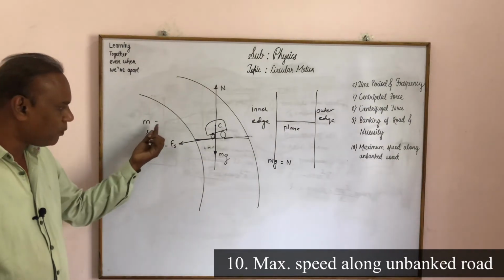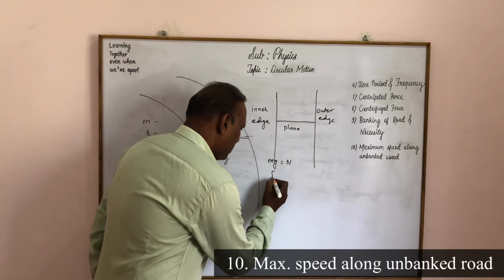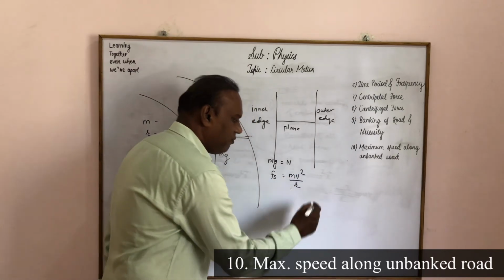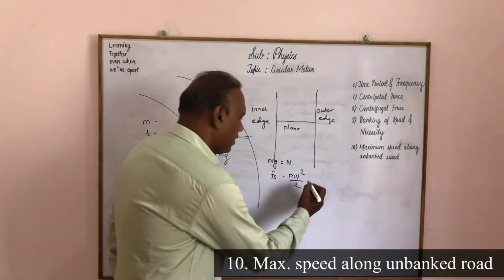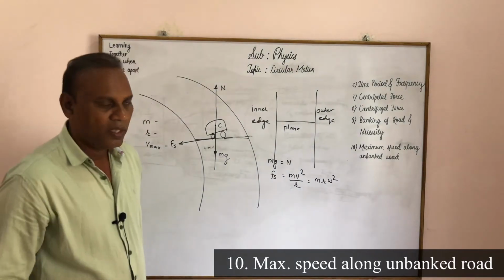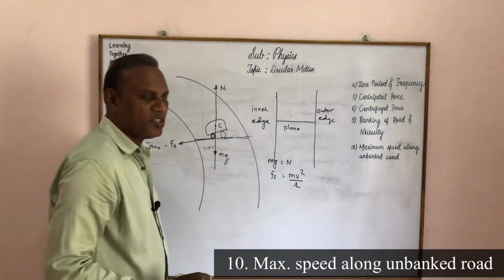Therefore, this frictional force provides the centripetal force. The frictional force provides the centripetal force, that is mv square by r, or you can also write m r omega square, anyone. I am writing only mv square by r. So this is the frictional force.